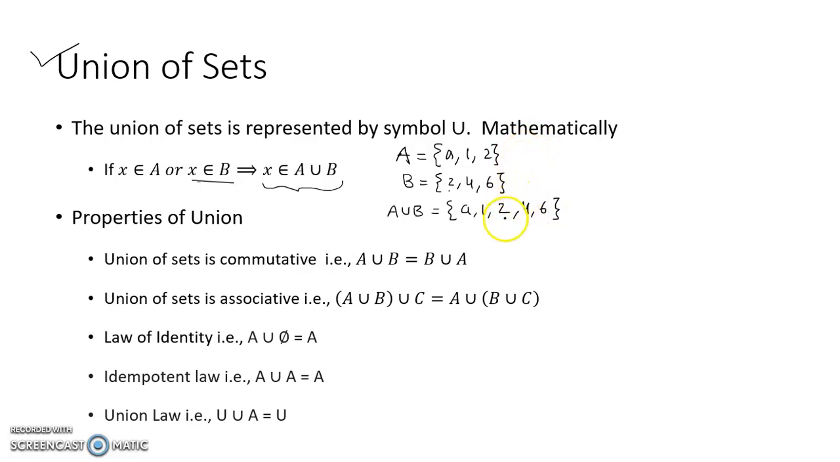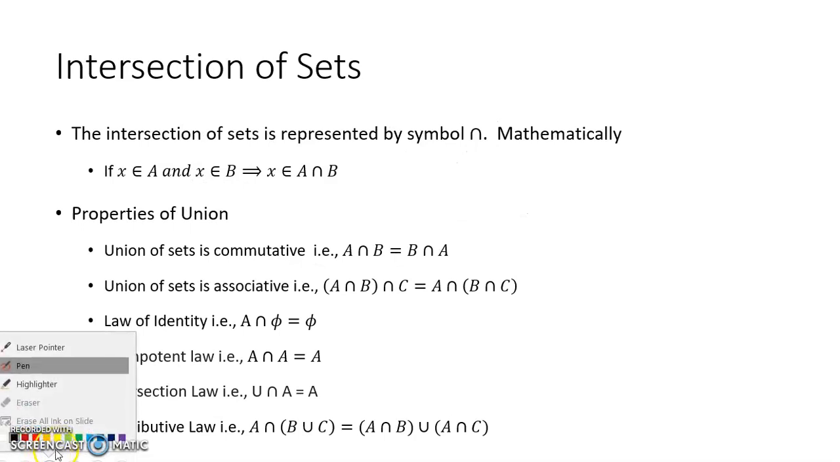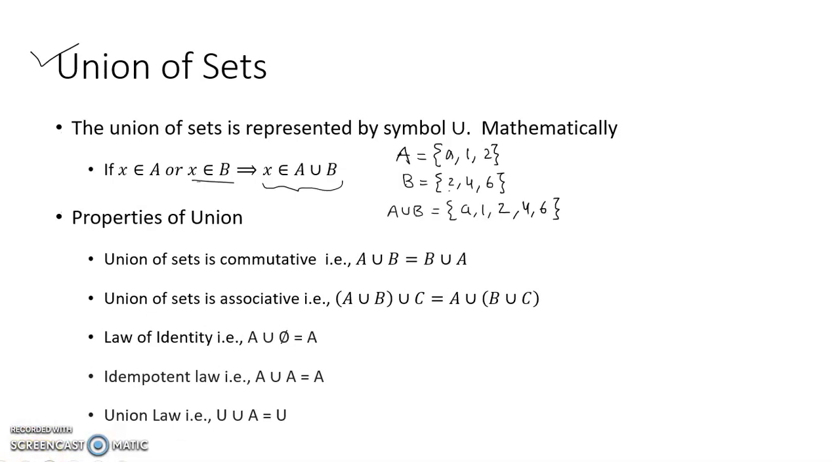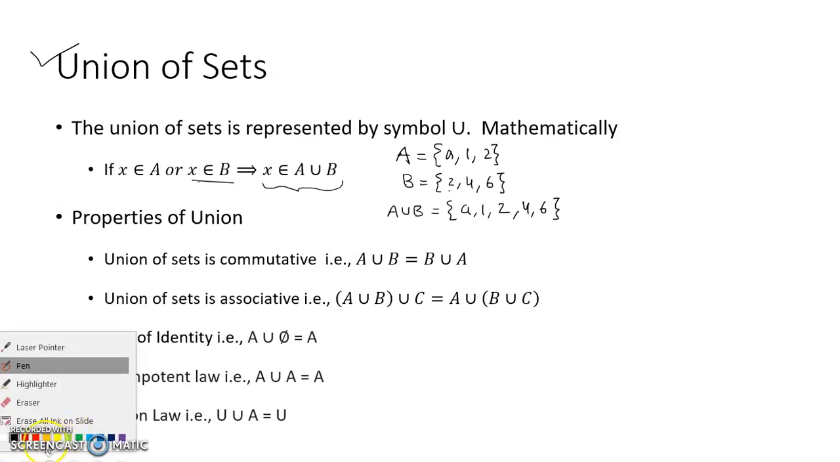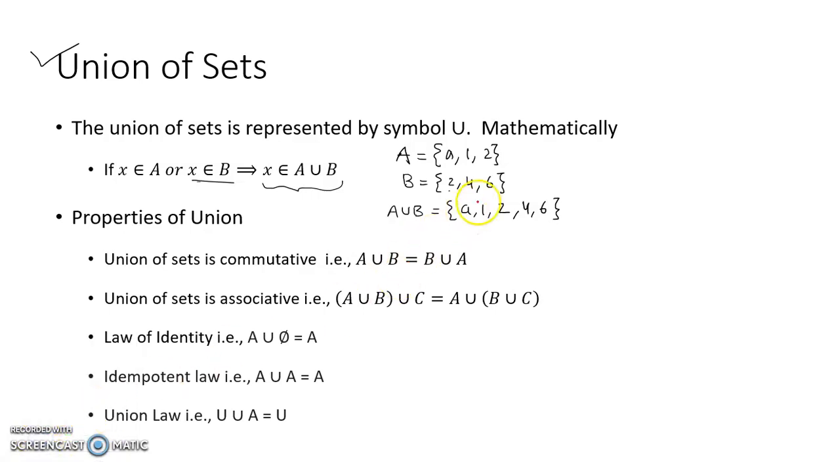So the basic definition of set theory is to maintain the distinctness of the set. And when I say distinctness, I simply mean that you're supposed to be pretty much sure that the elements are not repeated in the set. That's why this 2 hasn't been repeated.